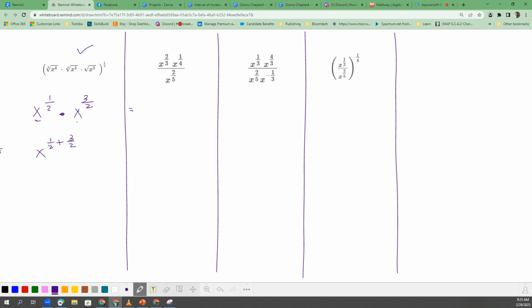Now, that's the basic idea. If you have the same base and you're multiplying, you add the exponents. However, when you're dividing x to the power of 5/2 divided by x to the power of 1/3, their bases are still the same, so you just copy the base and subtract the exponents. So that's the general idea.